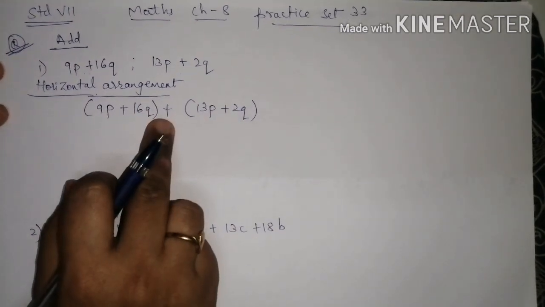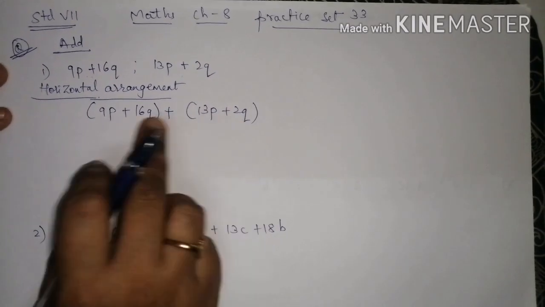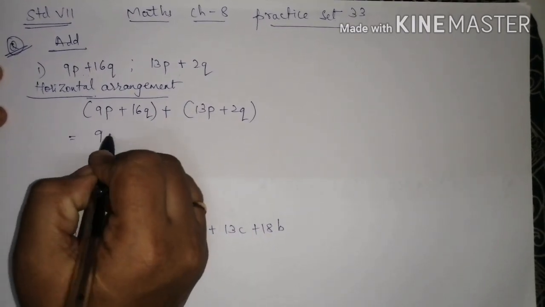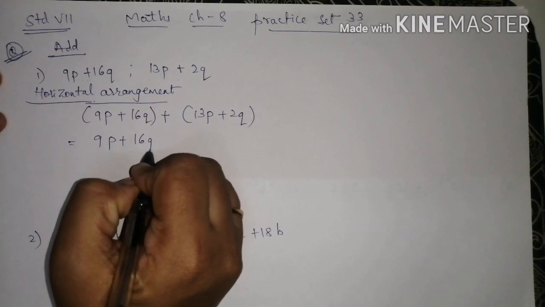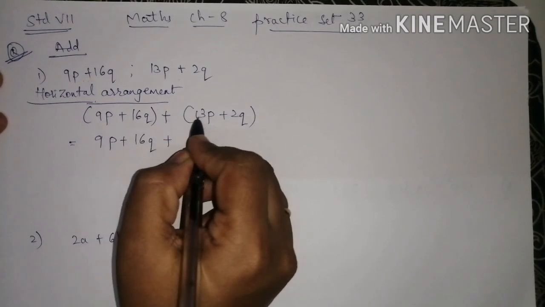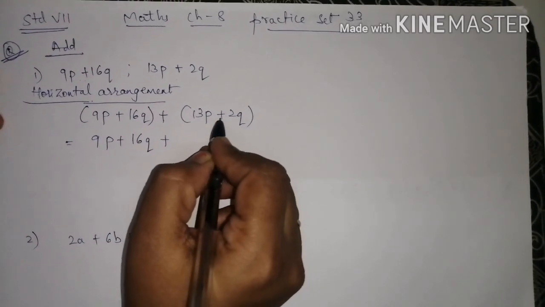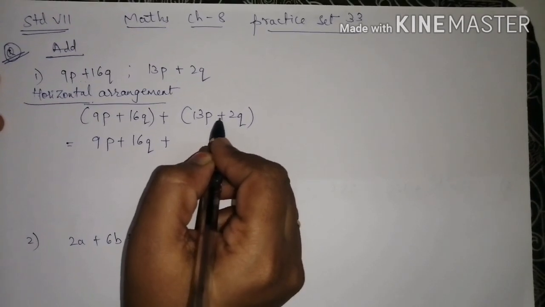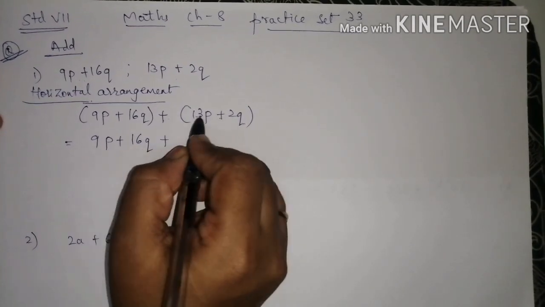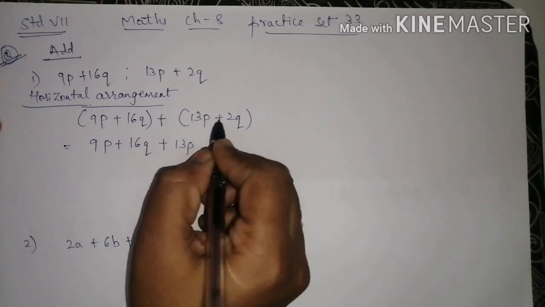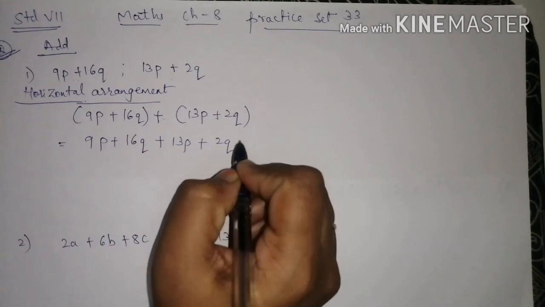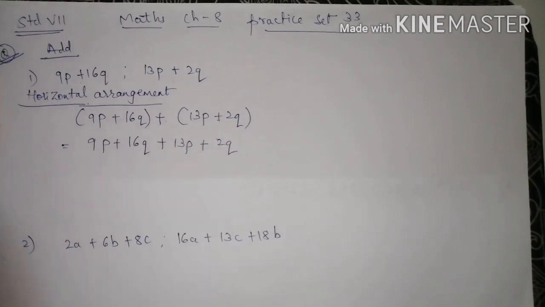Now after putting the plus sign, the first step is to open the brackets in between them. So 9p plus 16q plus, when there is a plus sign and you are opening the brackets, the sign will not get changed. So this plus will remain as it is, plus 13p plus 2q. When there is plus, no sign gets changed.